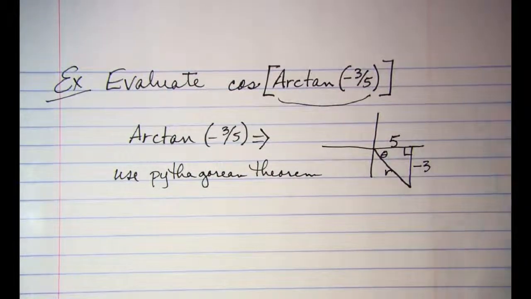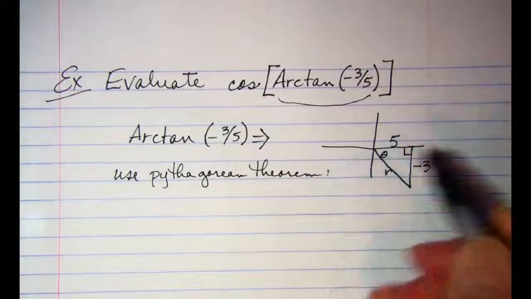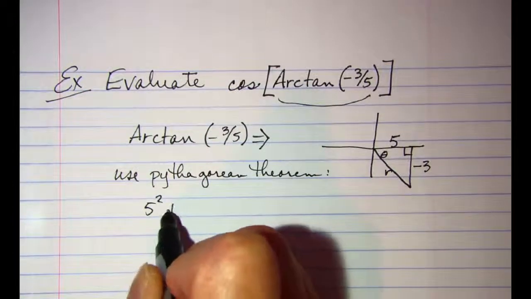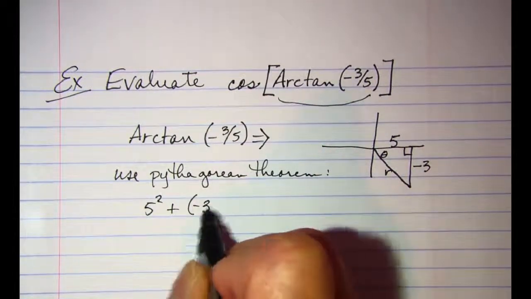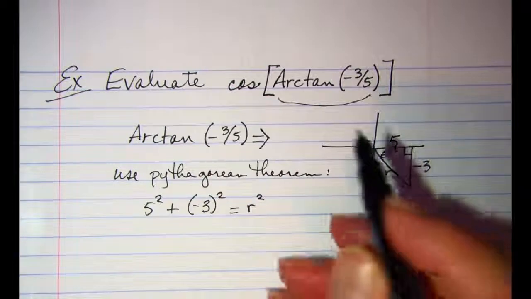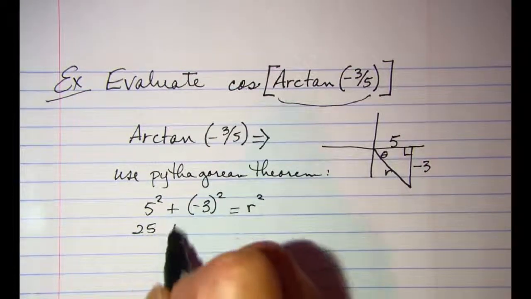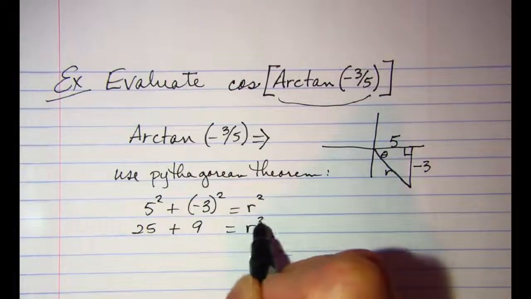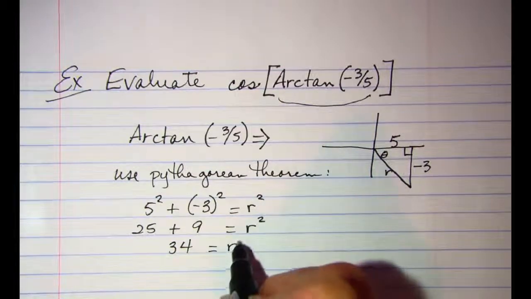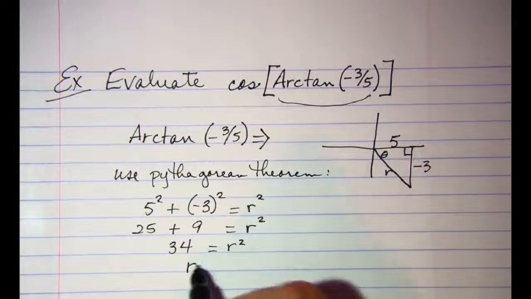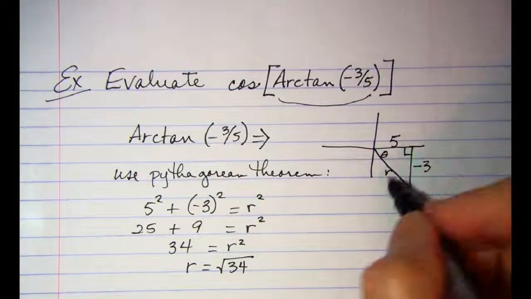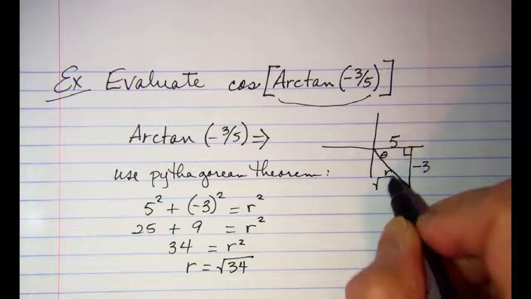Let's call this R. So I would have 5 squared plus -3 squared equals R squared. 25 plus 9 equals R squared. This is 34. So we have R is the square root of 34. Let's write that in up here. Square root of 34.